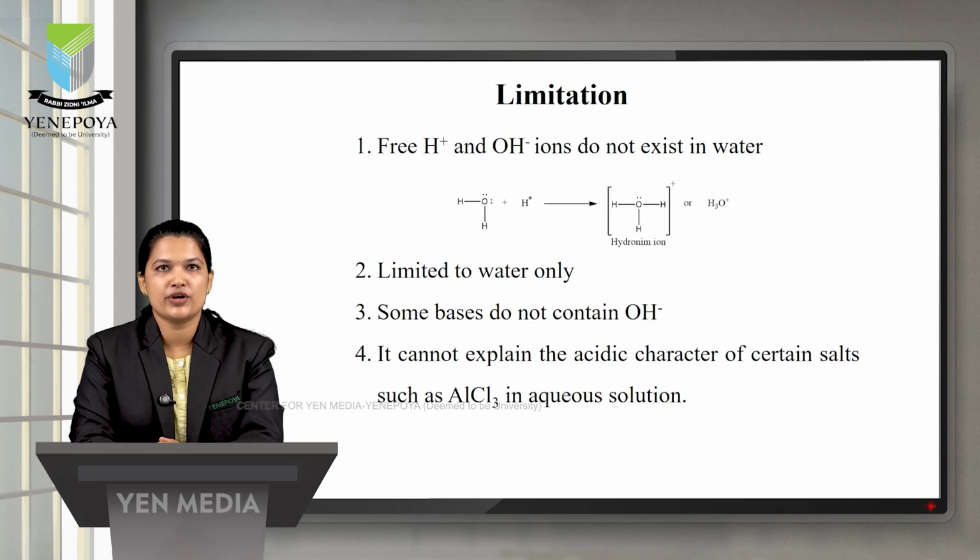These are the main limitations of the Arrhenius concept. Free H+ and OH- ions do not exist in water, because the H+ ion reacts with water to form hydronium ions. Next, it is limited to water only; Arrhenius only discusses the action in water, and other solvents are not mentioned. Some bases do not contain OH-, such as ammonia and calcium oxide. It also cannot explain the acidic character of certain salts such as AlCl3 in aqueous solution.